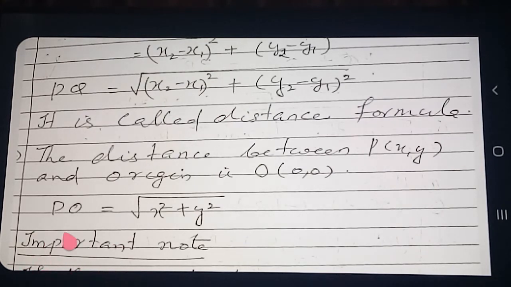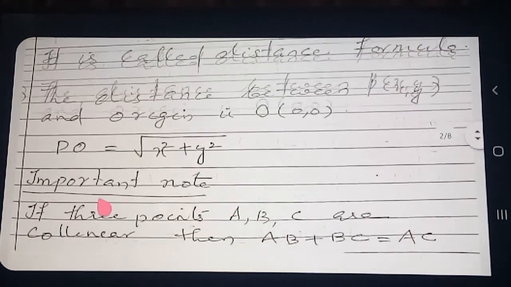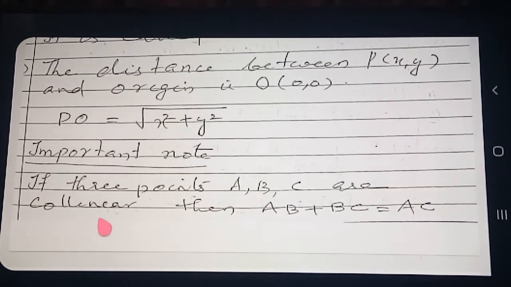Now I have written some important notes. Throughout this chapter, questions are coming: prove that the points are collinear, prove that the points form the vertices of a rectangle, square, rhombus, parallelogram, etc. To do this type of question, you need some points. I have simply written those points here, but I will also explain them one by one.